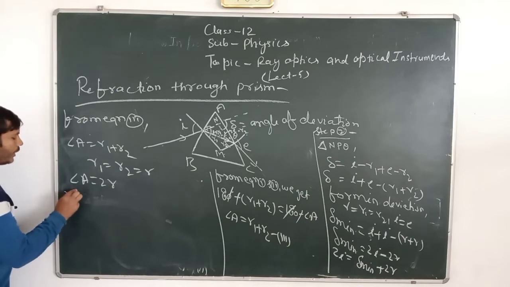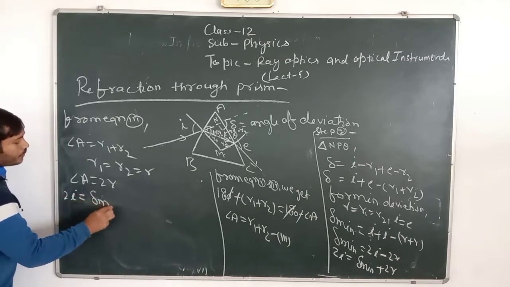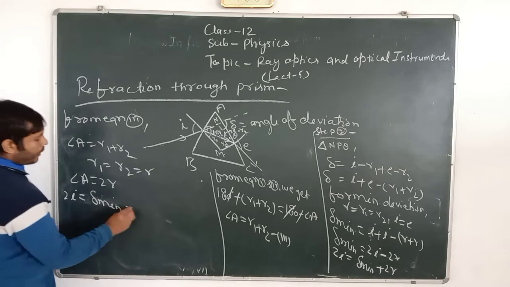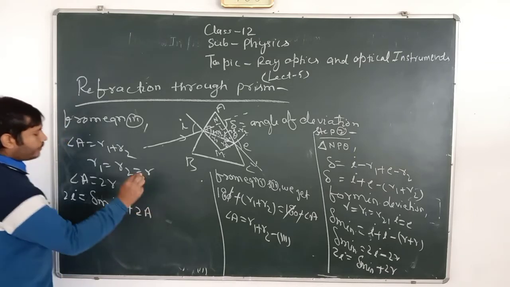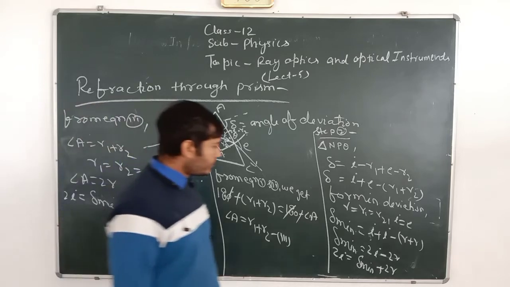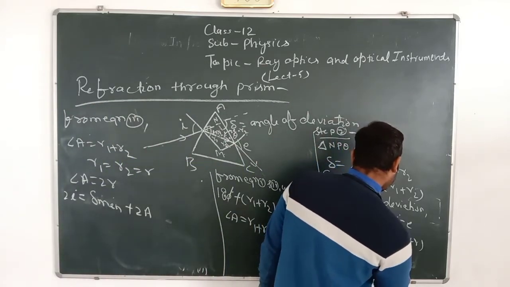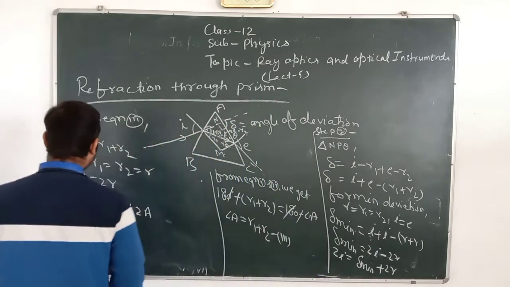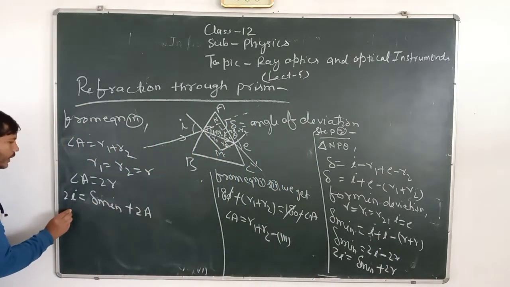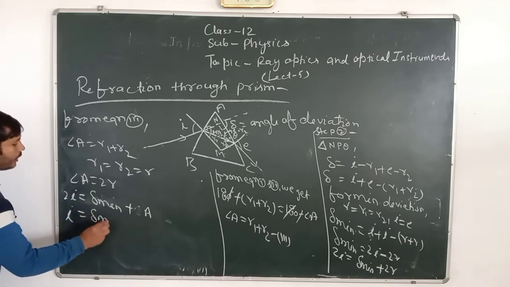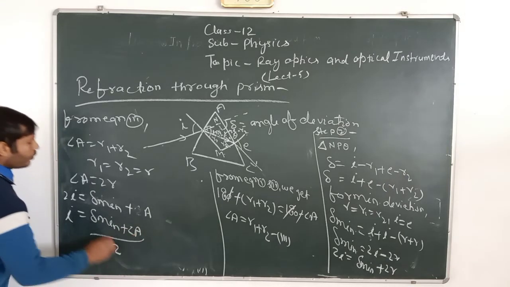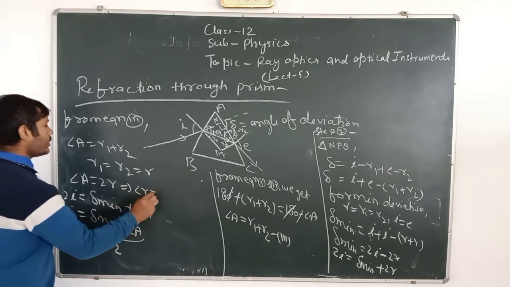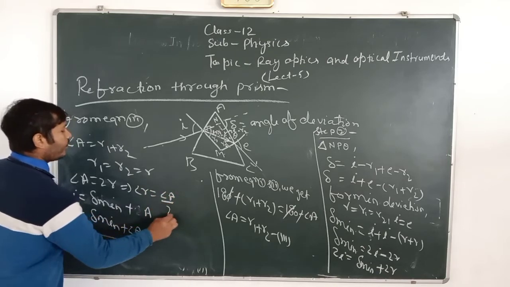So 2I will be equal to delta minimum plus 2A. So from here we get I is equal to delta minimum plus angle A upon 2, and from here angle R is equal to angle A upon 2.